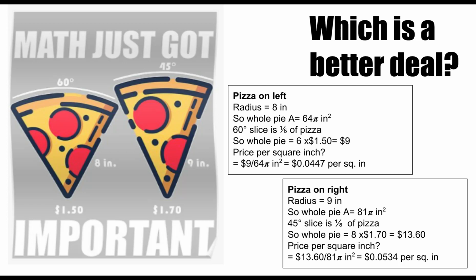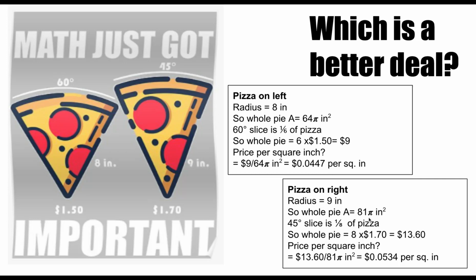Pizza on the left, you know the radius, so you know the area of the whole pie. You know that a slice is 1/6 of the pie if the angle is 60 degrees. And we know the price. So 6 slices at $1.50 is $9 per pizza pie. And then you can take the price and divide it by the square inches to get an approximate cost per square inch. You can do the same thing for the pizza on the right.